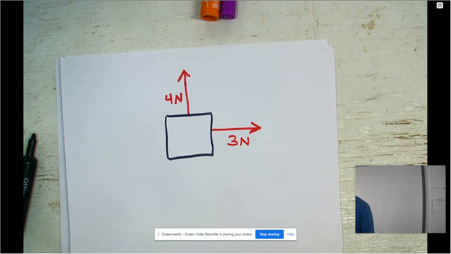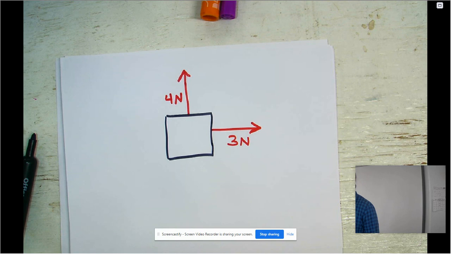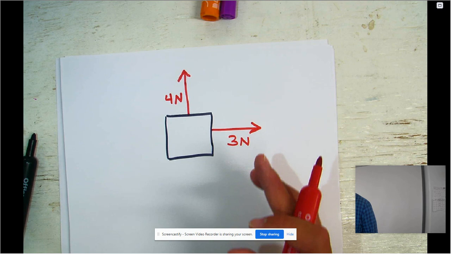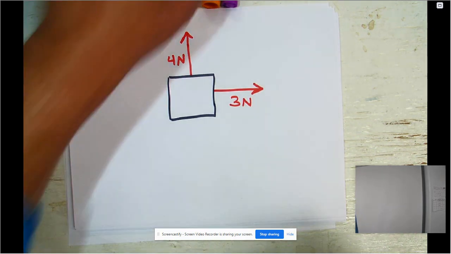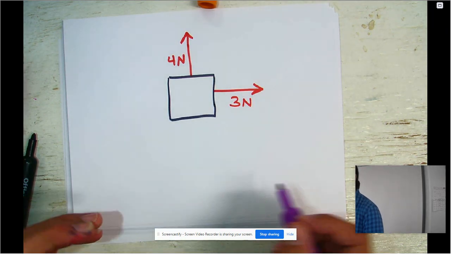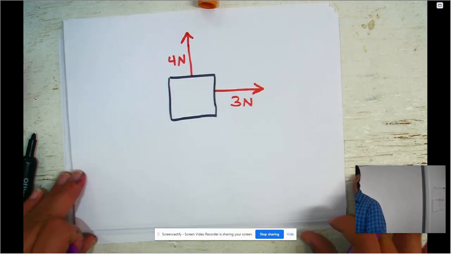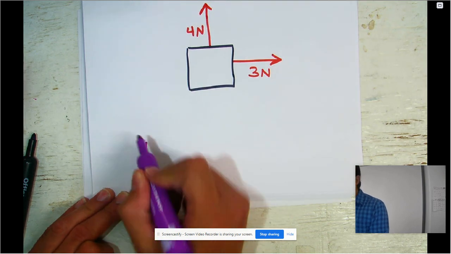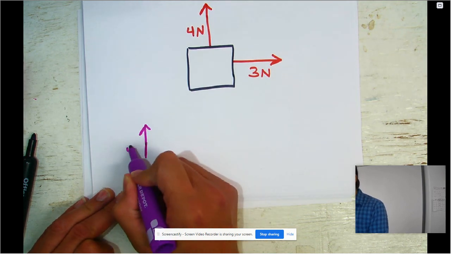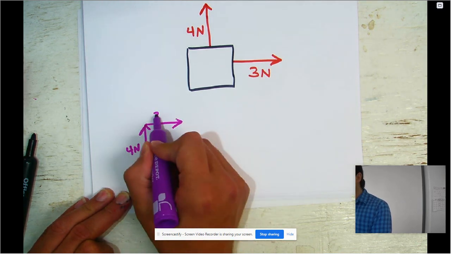Now this one is different because they're not in the same direction, so we can't add, and they're not in opposite directions, so we can't subtract. But remember, with vectors, we can move them around and put them head to tail. What that means is vectors can be moved as long as they go from head to tail, and it doesn't matter which one goes first. So for example, I could start with 4 newtons in an upward direction, and I could take this one and place it here.